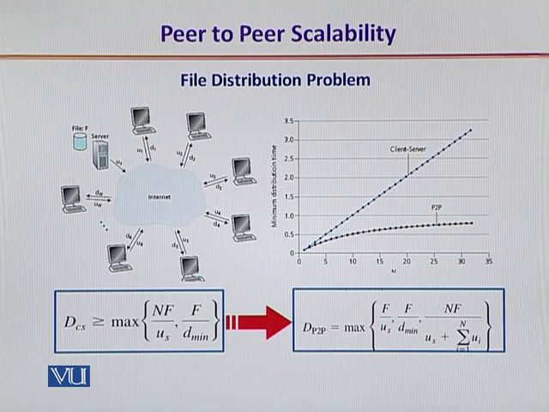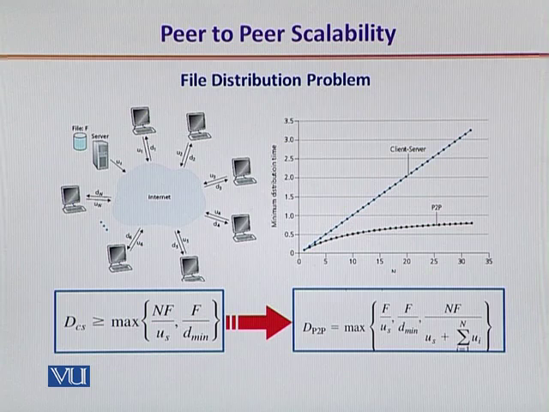That is, given that we have an uplink speed of the server and downlink speed of the client with the minimum download speed given by dmin for n clients, the expression for client-server architecture distribution time is given by the maximum of the n times the file size divided by the uplink speed, or the file size itself, which is downloaded by the clients from the server.